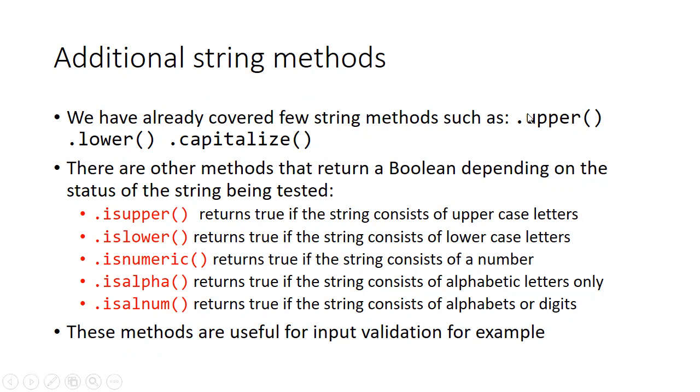There is a difference. The upper function will take any string that it is attached to. You don't put a parameter in it, but the name of the string will be before the dot. It will change that string to be all uppercase. Now is upper is a totally different function. What is upper does is it's Boolean, and it will be either true or false.